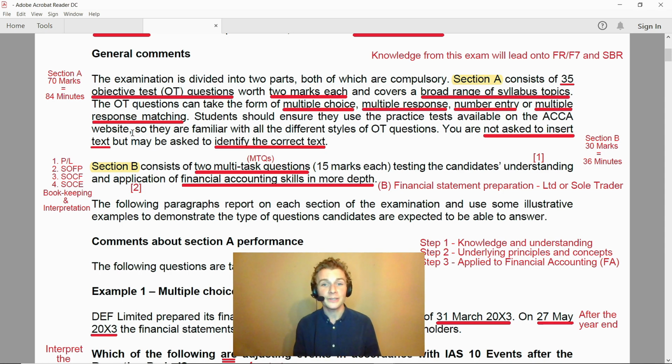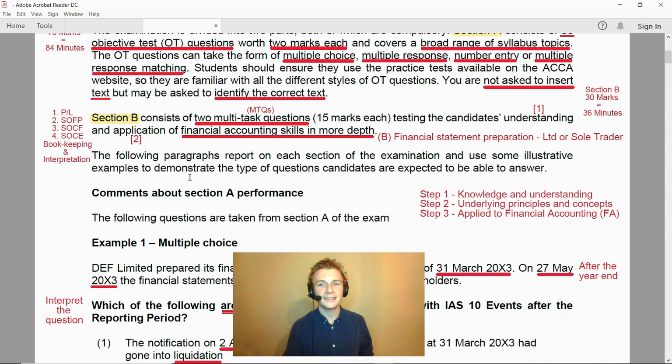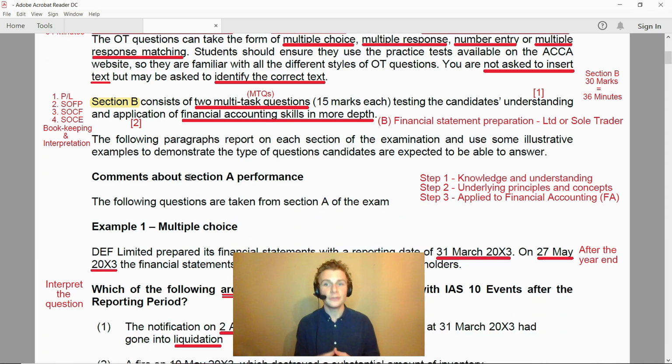But make sure you get jotted down, because it's a computer-based examination. You need to know the type of questions you're going to be asked. So multiple choice, multiple response, number entry, or multiple response matching. And we're going to be going through examples of this further down below. So plenty to get down as a result. And this is where we've got to actually put on here, you're not going to be asked to insert any text in section A. It's just identifying is the key thing on here.